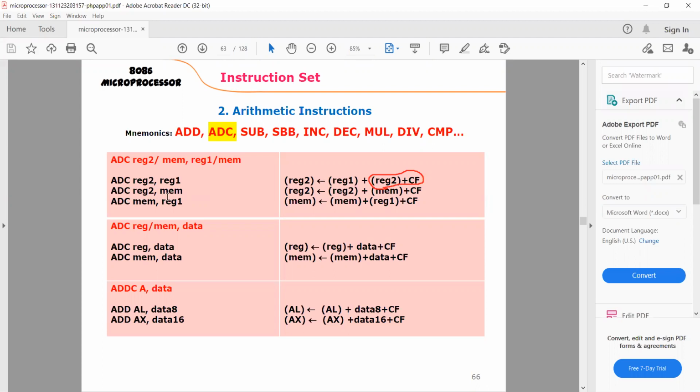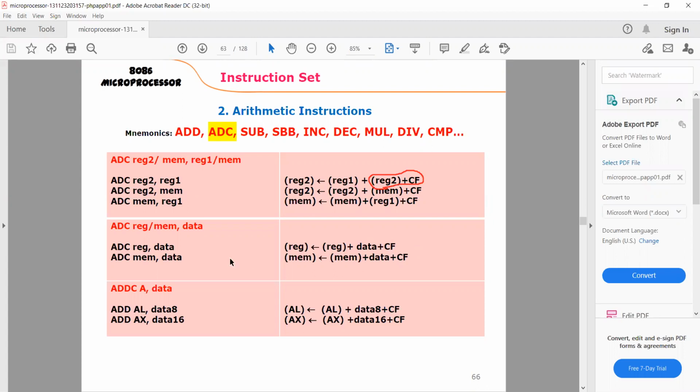Next, the second instruction: the data present in the memory will get added to register 2 along with the carry flag and get stored in register 2. Coming to the third instruction, the data present in register 1 will get added to the data present in the memory, and the result will be stored in the destination operand, which is memory, along with the carry flag. Similarly, the direct data will get added to the data present in the register, and the result will be stored in the register along with the carry flag addition.